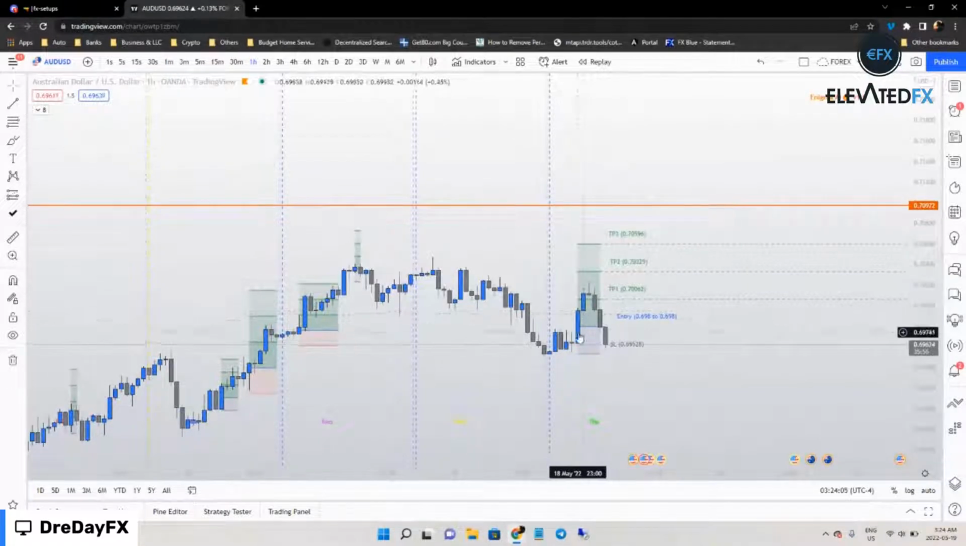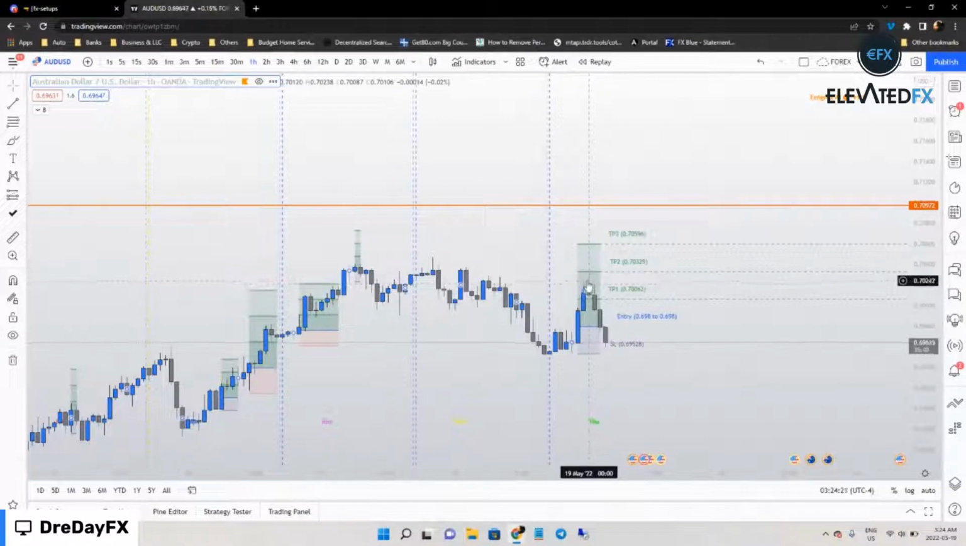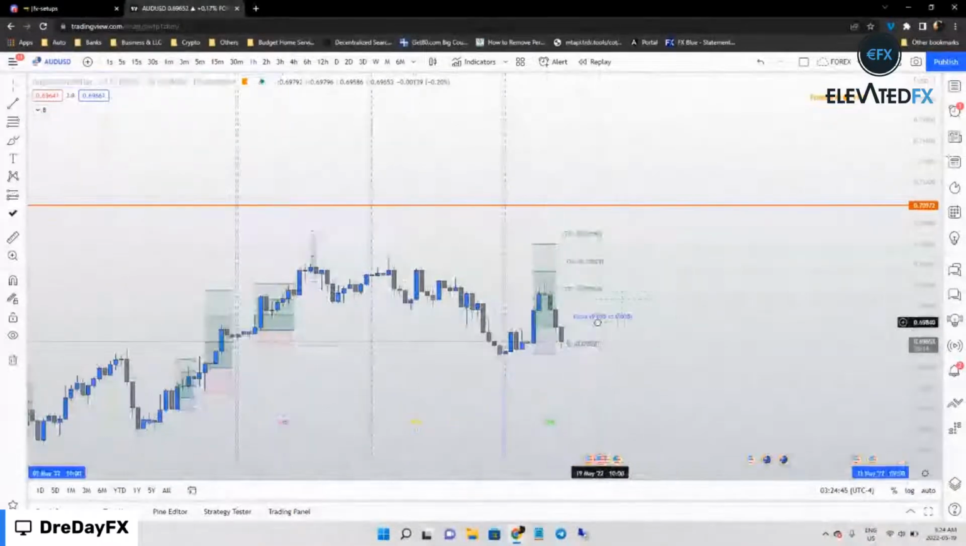If you were in at the entry price, if you already had market execution, at 0.66948, and the highest that it went is 0.67024, so that's around 50, 60, 64, 67 pips roughly, and then it went back down. Okay, great.